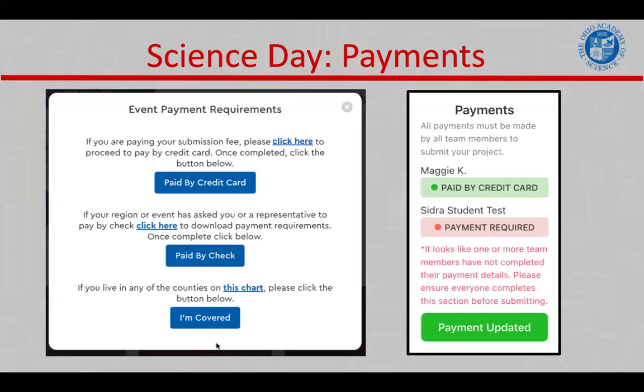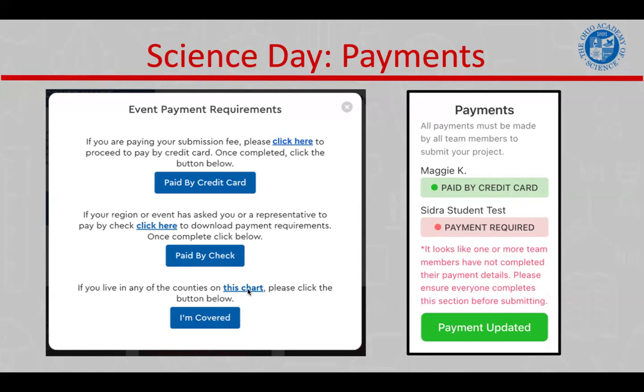Once you click on the Payments section, you will have the choice to pay by credit card, pay by check, or select I'm covered. If you live in any of the counties on this chart, you want to select this chart here. It will open a chart and it will show if your county is covered. If the payment is covered, then you just say I'm covered.